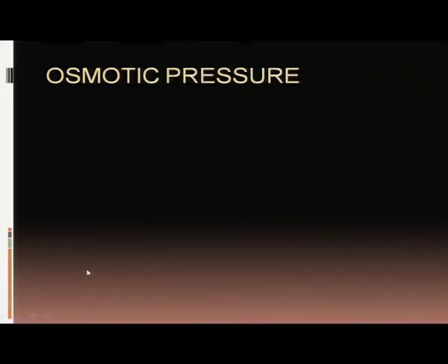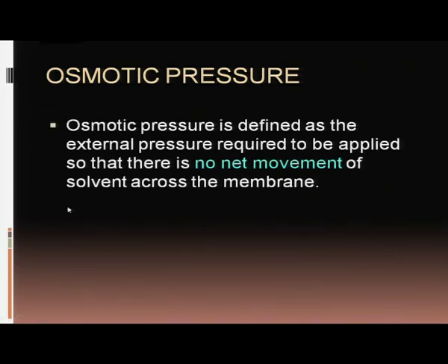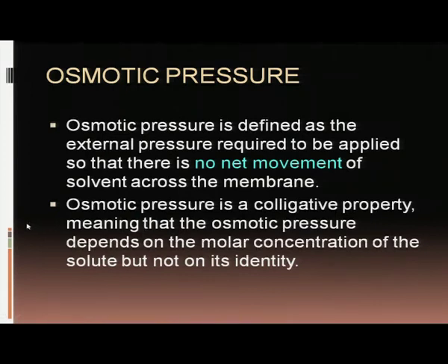Talking about the osmotic pressure. Osmotic pressure is defined as the external pressure required to be applied so that there is no net movement of solvent across the membrane. How does this happen? When we apply pressure to a system, the osmosis can be stopped, and the amount of pressure that is required to stop the osmosis, that is, to stop the net movement of solvent across the membrane, is known as the osmotic pressure.